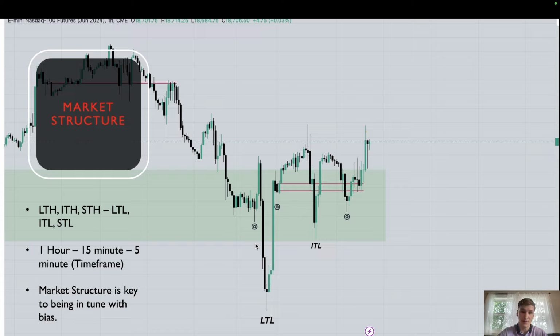Now wait, give me a second. After this, we drop down into this imbalance here. Do we have a higher swing low to the left? Yes, we do right here. Do we have a higher swing low to the right formed?